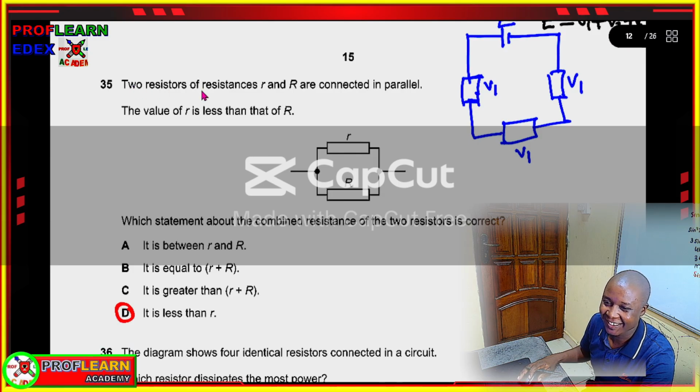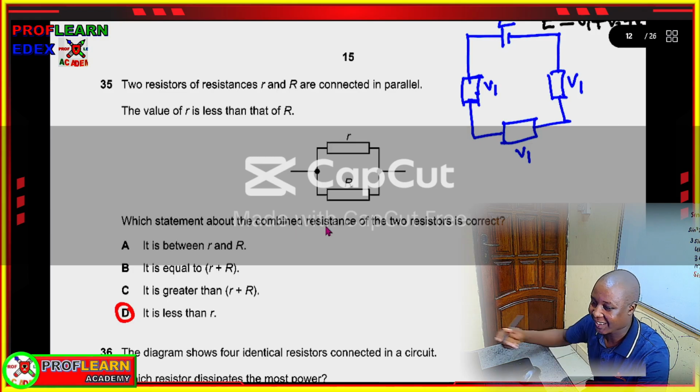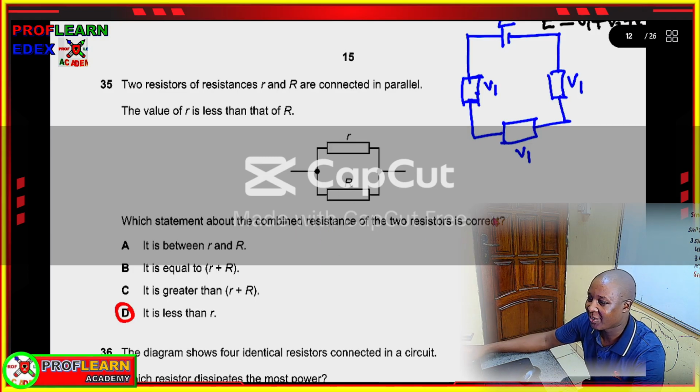Okay, so two resistors of resistance r and capital R are connected in parallel. The value of resistance r is less than that of R. Which statement about the combined resistance is correct? Something that we need to understand: let me suppose I use 2 here and 4 here. What is the combined resistance? The combined resistance for the circuit, R total, is going to be 1/2 plus 1/4, and then you say to the power -1.